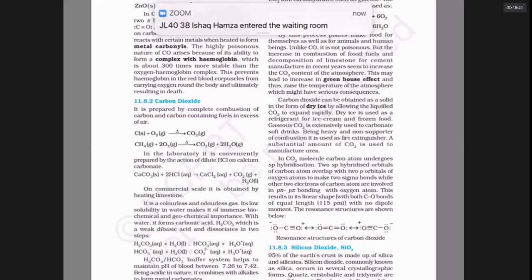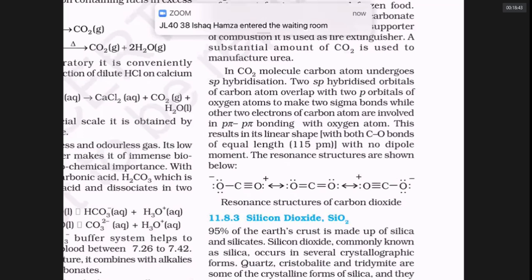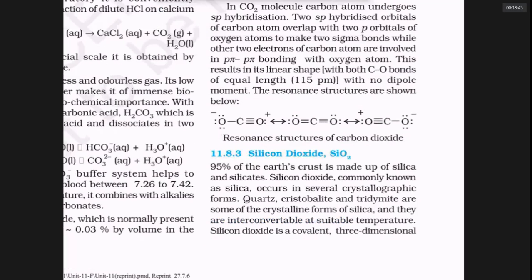We talked about silicon dioxide. We agreed that 95% of the earth's crust is made up of silicates.